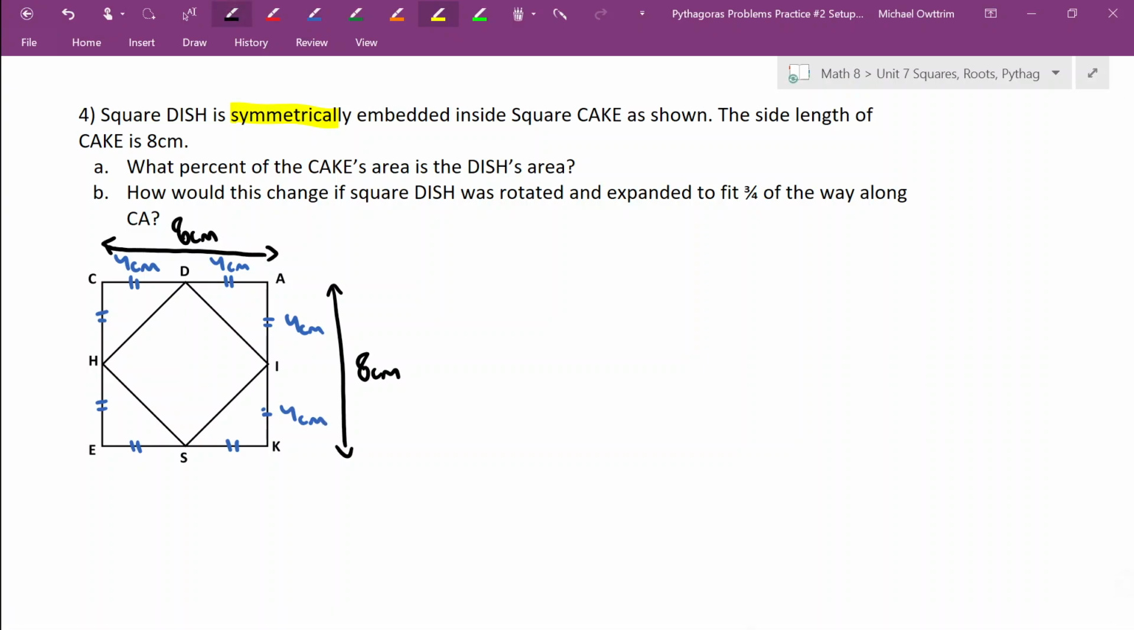Okay, now we also know that these are squares, so we know that these are right angles inside of here. And that gives us many right angle triangles to choose from in terms of solving for our side length of the square dish. So we can look at any of these right angle triangles, but for example, that one, you know these two sides are 4 centimeters each, and you're looking for the unknown side length, let's even call it c, across from the right angle. You can then use that side length to calculate the area of the dish, and then use that area to answer the question about the percent.